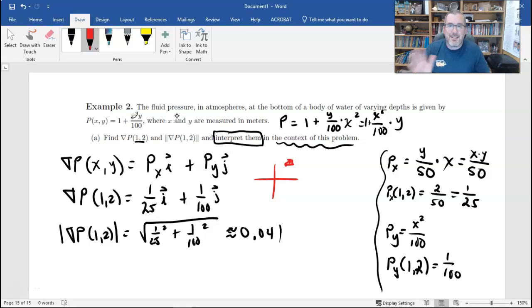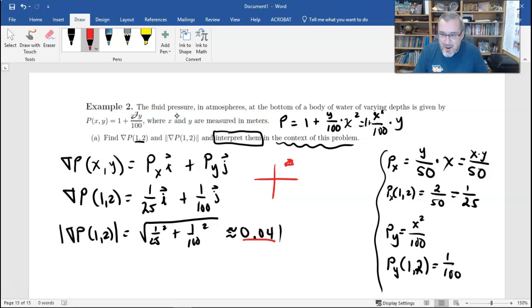Now, this is all metaphor. If you're in the ocean, you don't necessarily want to move in a direction where you have the greatest change in pressure. I'm not saying that. I'm just trying to metaphorically explain what that gradient vector does. So, metaphorically, if you're at the point 1, 2, and you want to experience the greatest increase in fluid pressure in this case, then you should move in the direction of the vector 1/25th I plus 1/100th J. And if you do, this is the rate that you'll experience.